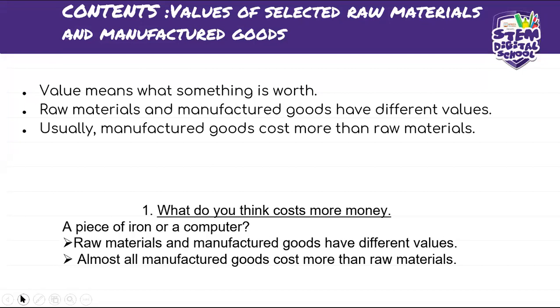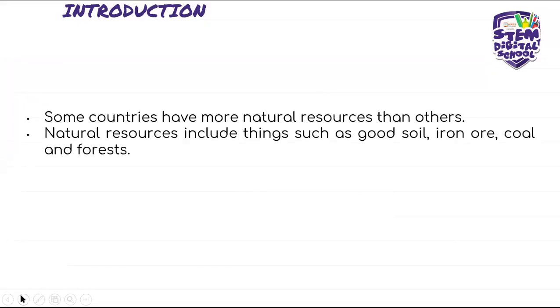Some countries have more natural resources than others. So as countries, we are not all blessed, okay? Some have less natural resources, which are raw material, and others have so much raw material. Like in South Africa, we are blessed with gold. We have gold, we have diamond, things like that, okay?